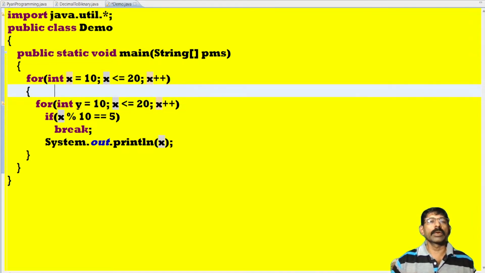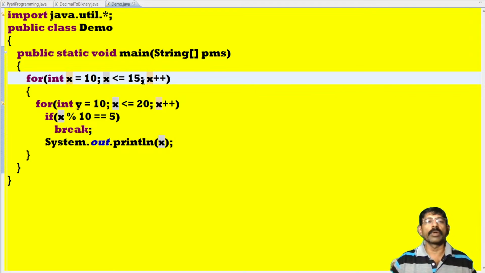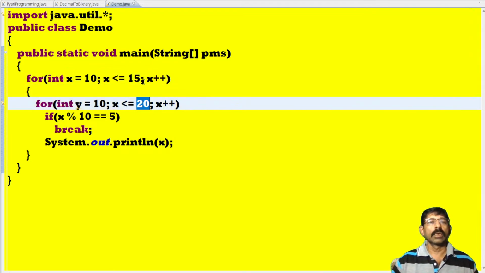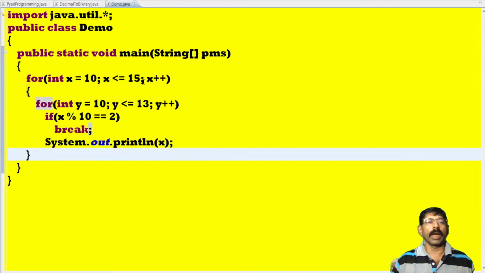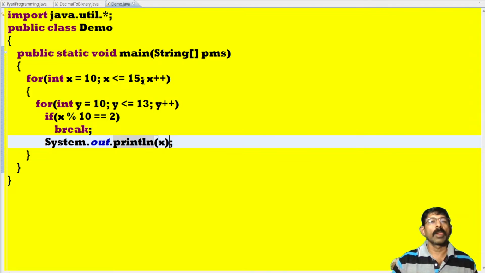Here I'm making it 10 to 15 small so that we can dry run quite easily. I'm saying y from 10 to 13, y is less than or equal to 13, y plus plus. If x modulo 10 is equal to 2, then break. Otherwise, display x value and y value. I'm giving x plus a space plus y value.